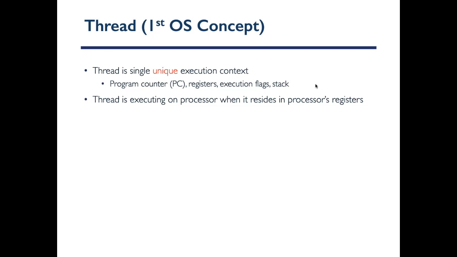So a thread is executing on a processor that it resides on, its registers. The moment the registers in the processor point to the memory space, the address space of a thread, and start executing instructions of that thread, we say that thread is executing on the processor.